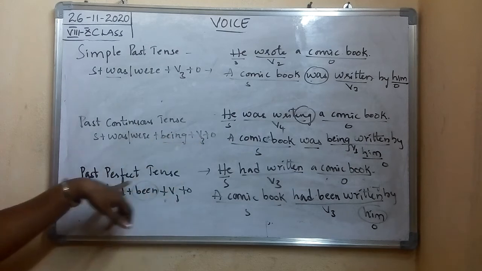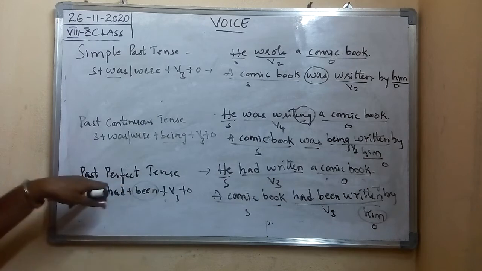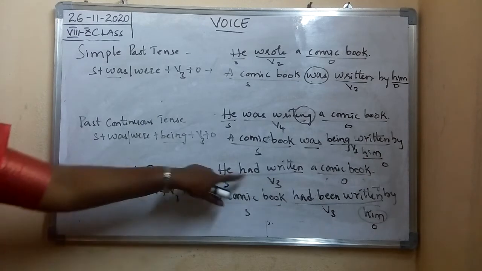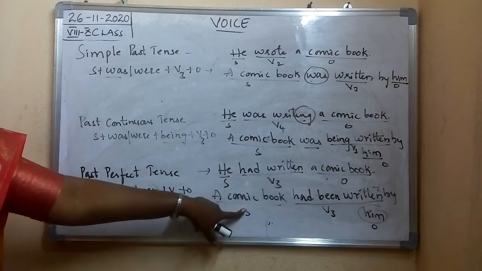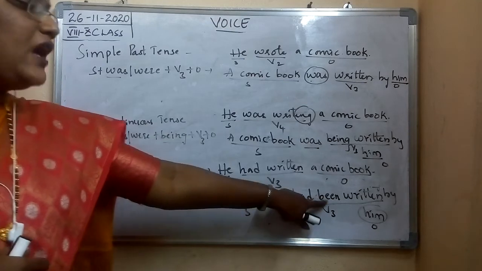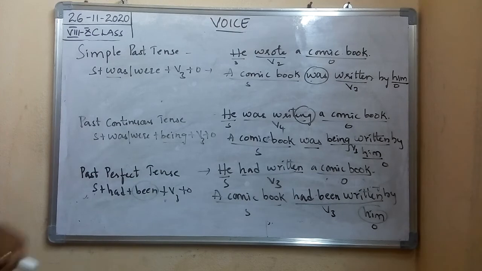Okay. Then past perfect tense, what? Had plus V3 form. Had written. Like what? Subject plus had plus been plus V3 plus object. It is in tense form. We have to change into passive voice. Now see here, had plus been. Extra what we have to add here? Been we have to add. I have given the sentence in past perfect tense. You have to change into passive voice, past perfect tense.